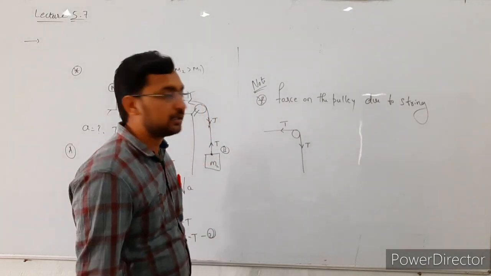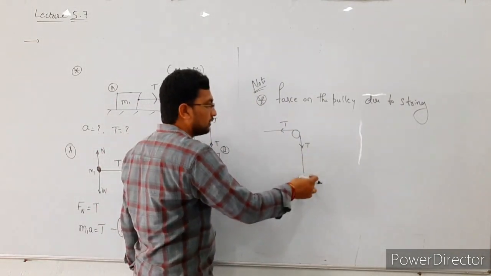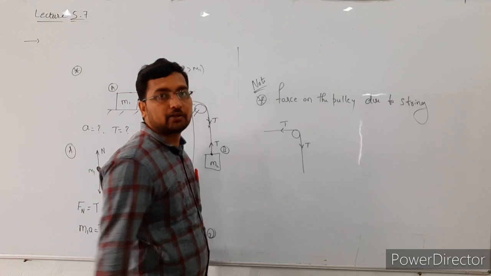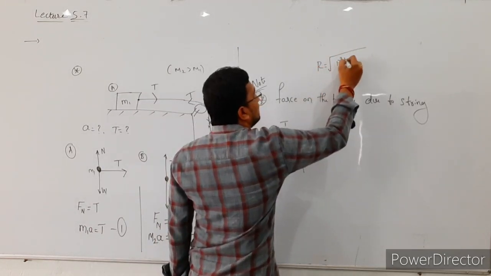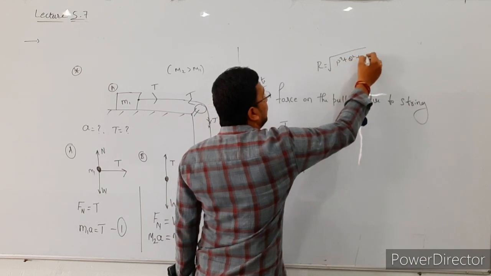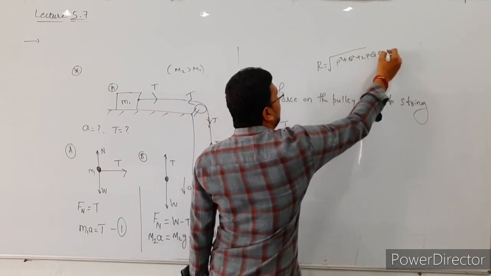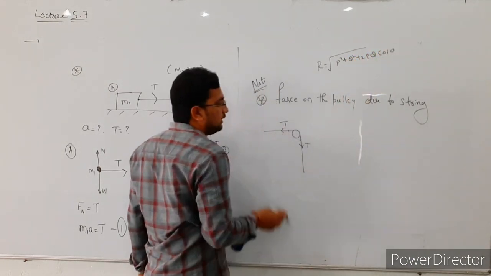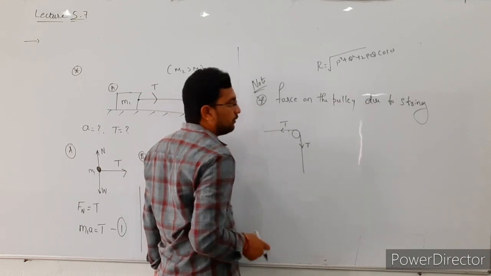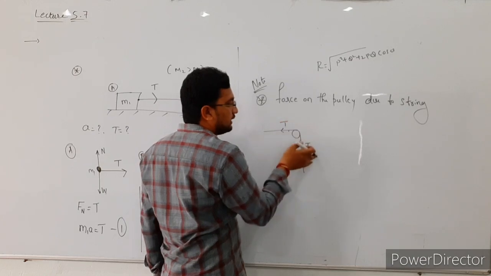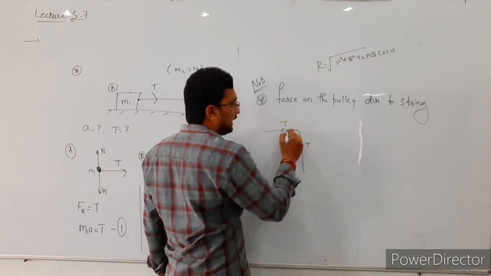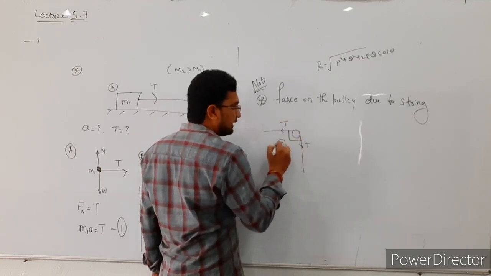So here tension is a vector quantity. So this is one vector quantity and this is another vector quantity. By the law of vector addition, R is equal to root of P square plus Q square plus 2PQ cos theta. So let us assume that this is a P vector and this is a Q vector. Here both the vector values are the same. The P value is the same and the Q value is the same. Then the angle between these two vectors is 90 degrees.